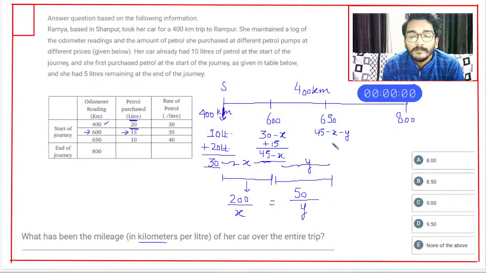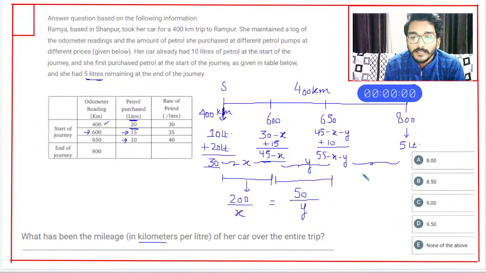After that, she has filled 10 more liters. So 10 more liters are filled here. It is 55 minus X minus Y right now. She has this much right now. And then it is given in the question that 5 liters are remaining. So at the end, 5 liters are remaining. So how much has she exhausted? So we have to subtract this part.